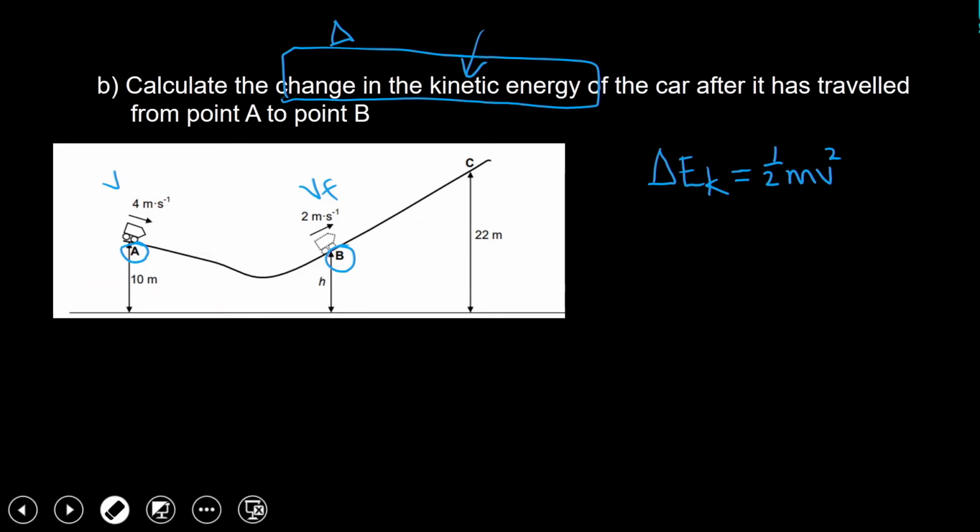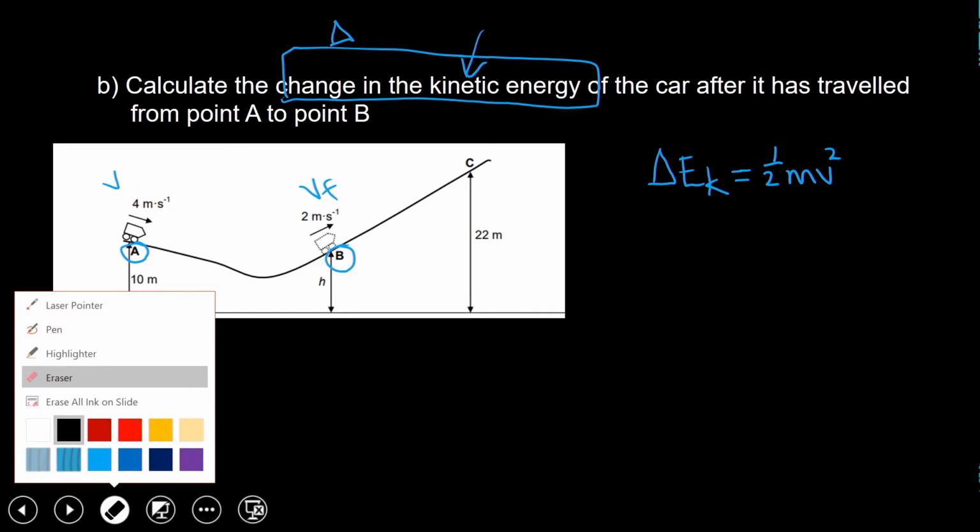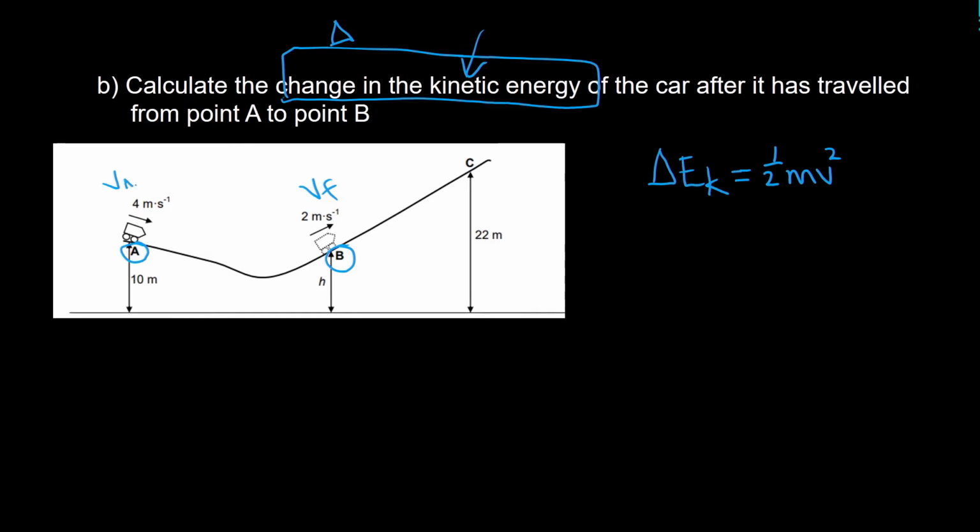It's not final velocity there. It's going to be initial velocity. So that's the initial velocity to final velocity. So we would need to find the difference between those two energies. So a half mv squared, and that's the initial.